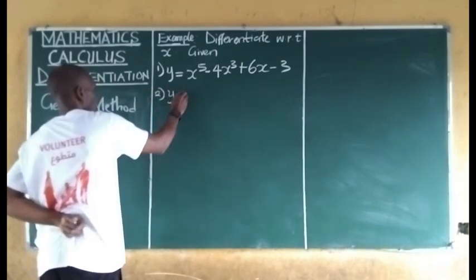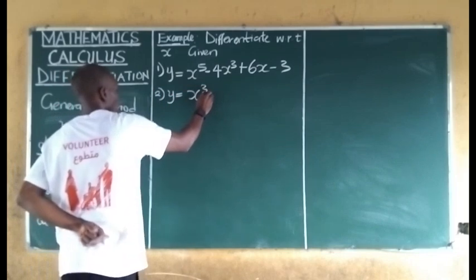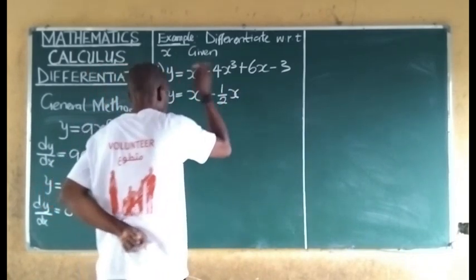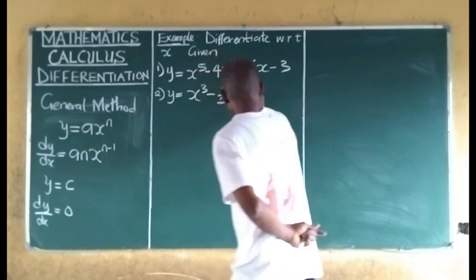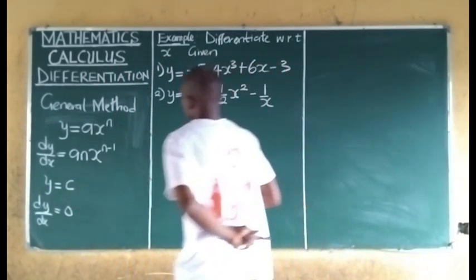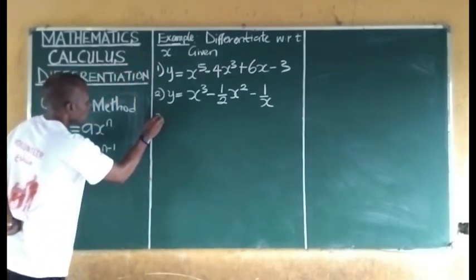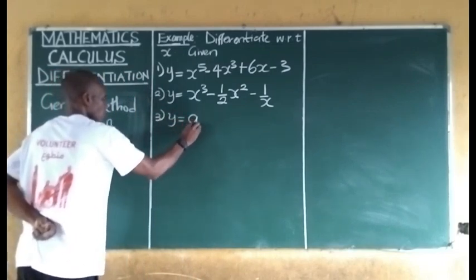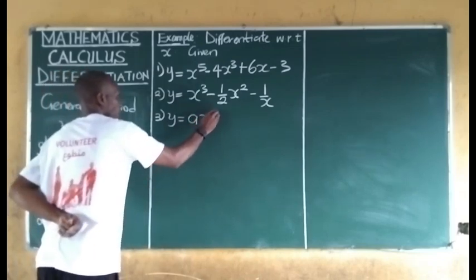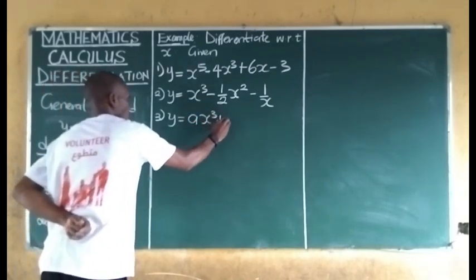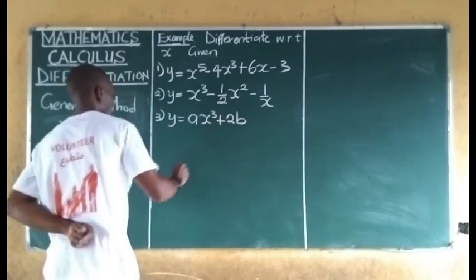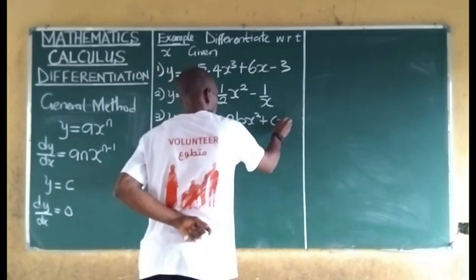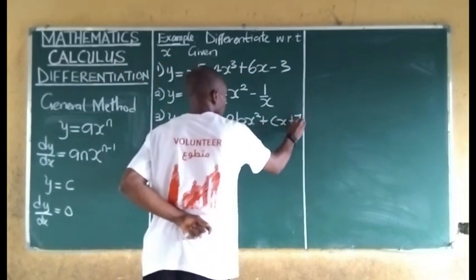2. If y is equal to x raised to the power of 3 minus 1 all over 2 x raised to the power of 2 minus 1 all over x. Let's take another one. Number 3. If y is equal to ax raised to the power of 3 plus 2bx squared plus cx plus 7.